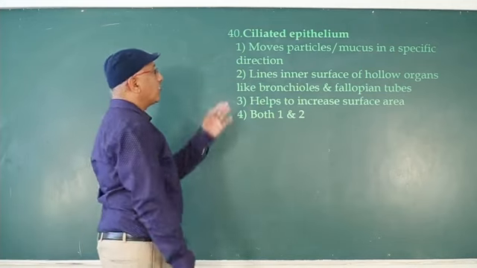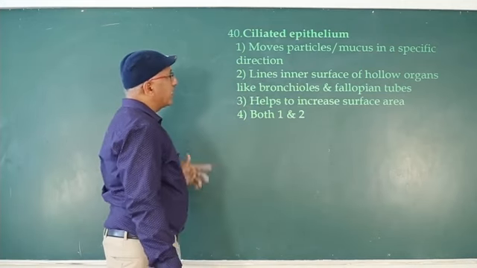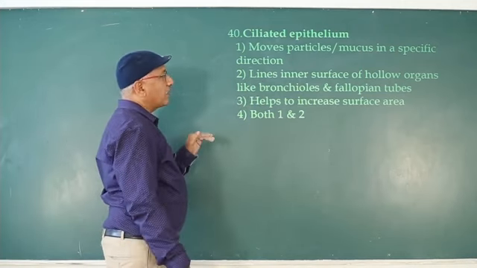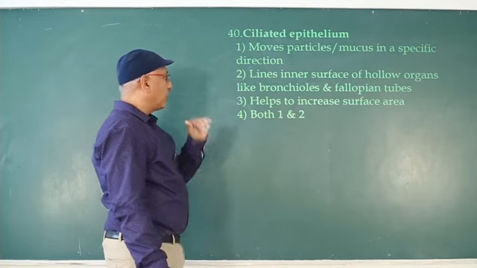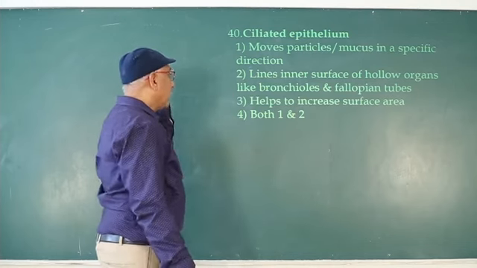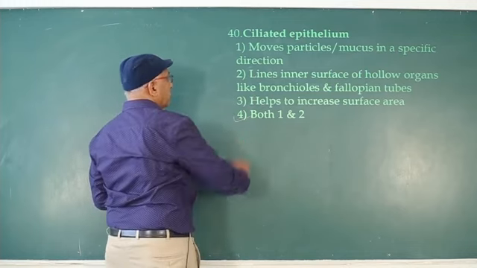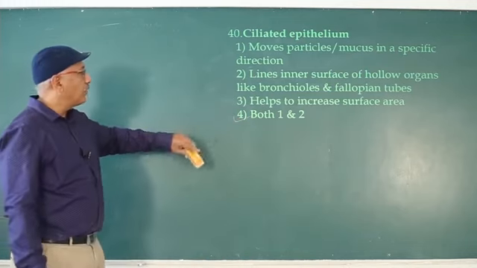Ciliated epithelium moves the particle mucus in specific direction, correct. Lines the inner surface of hollow organs like bronchi and fallopian tubule, correct. Helps in increasing surface area, wrong. 1 and 2 correct. That's why fourth one.